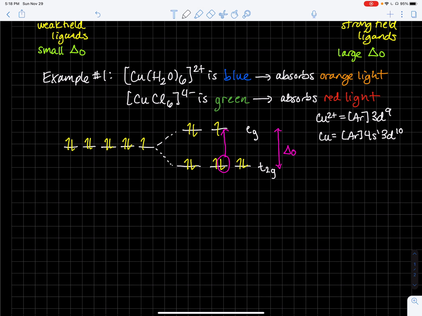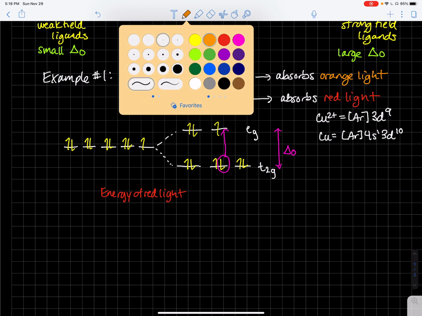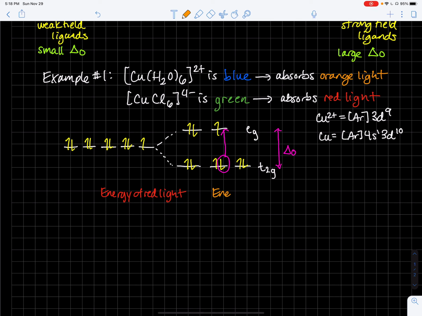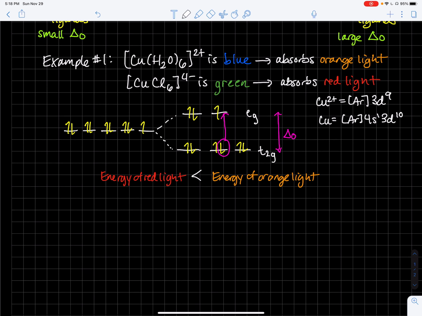And the key point here, actually I'll use colors again, which is that the energy of red light is less than the energy of orange light. And this is something that you need to either know or look up. So the visible spectrum, red is the low energy, high wavelength end of the spectrum. And so it is in fact lower energy by a little bit than orange light.